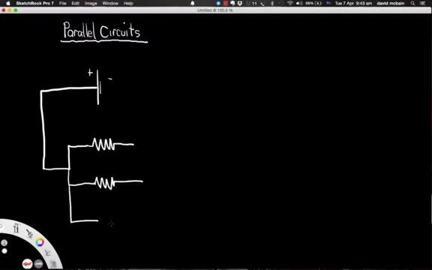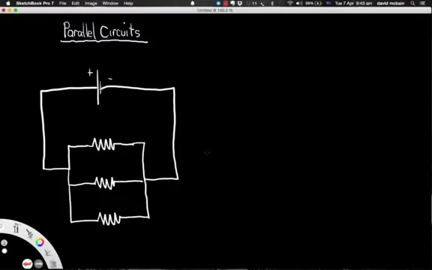It could be a light globe. It could be a heating element. And those three links now recombine, go back to our battery. So what I want to show you firstly is that there is now a number of different pathways that the current can go.